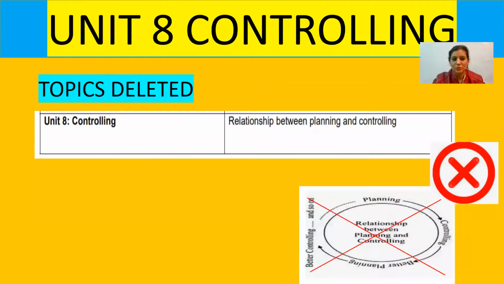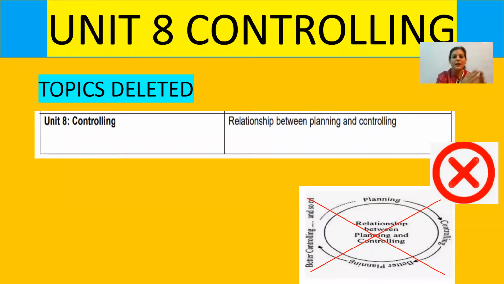Motivation, leadership and communication. Chapter 8, controlling. What has been deleted from chapter 8? Relationship between planning and controlling. Planning and controlling, both topics are important, but the relationship of these topics is deleted from the syllabus. Some students ask, ma'am, do we have to write the meaning of planning? If I say yes, they say, ma'am, planning is out of syllabus. No, planning is not out of syllabus. Controlling is not out of syllabus. Planning and controlling both are in the syllabus, but their relationship is not in the syllabus.